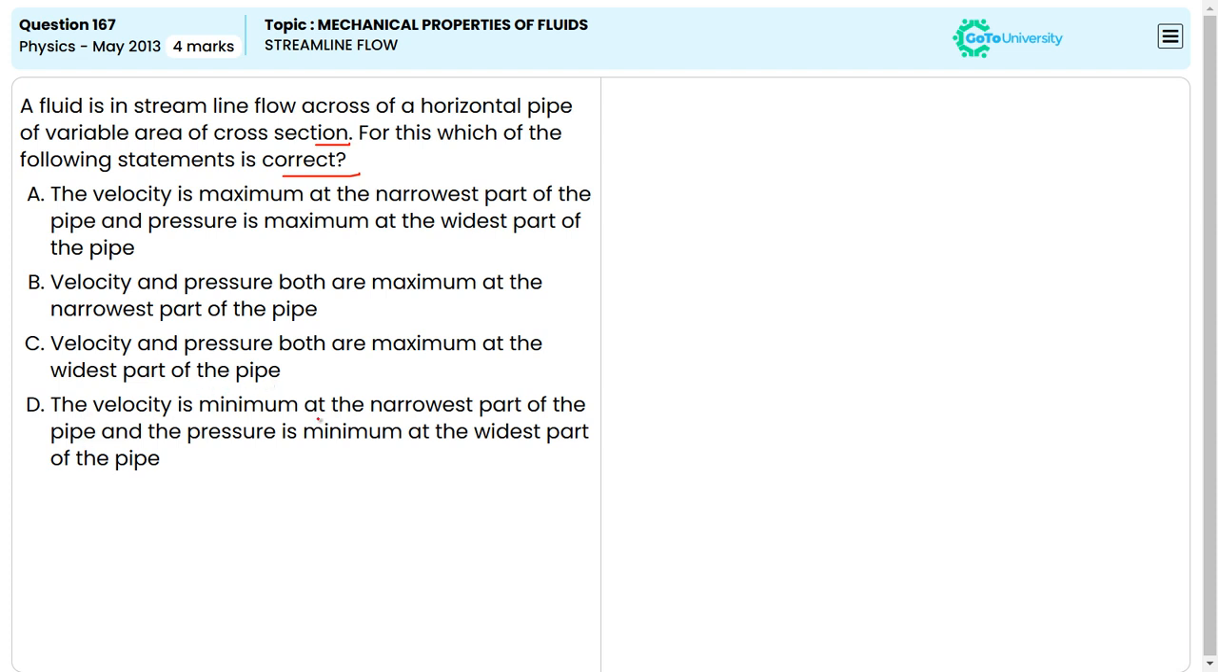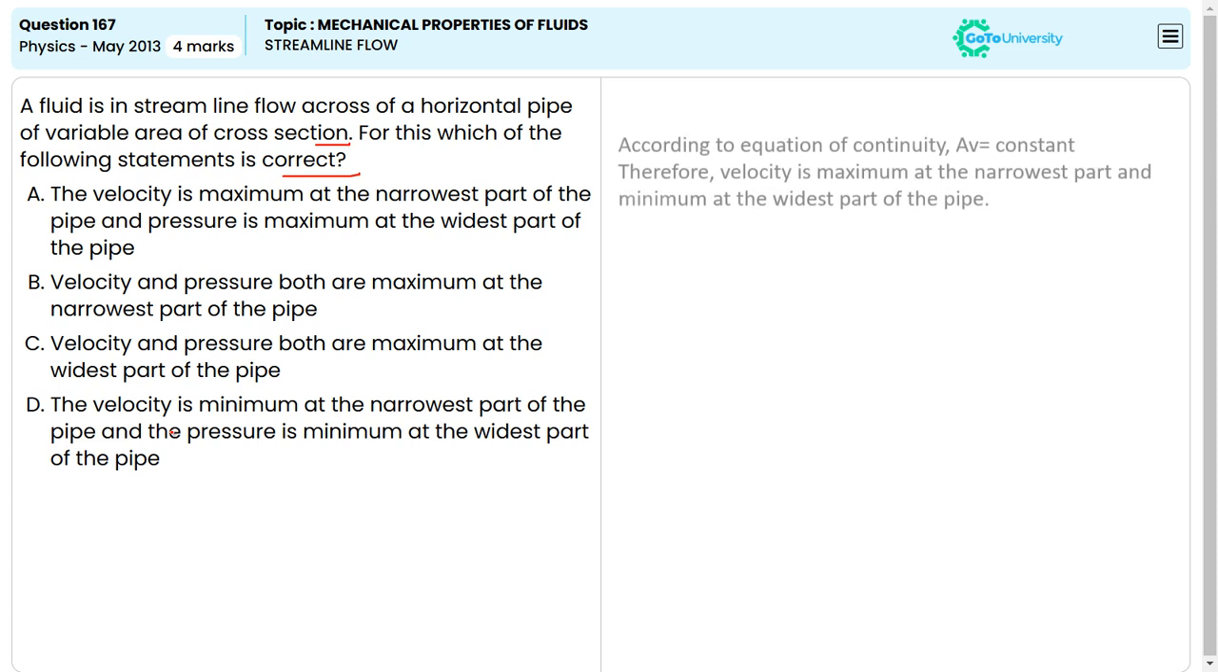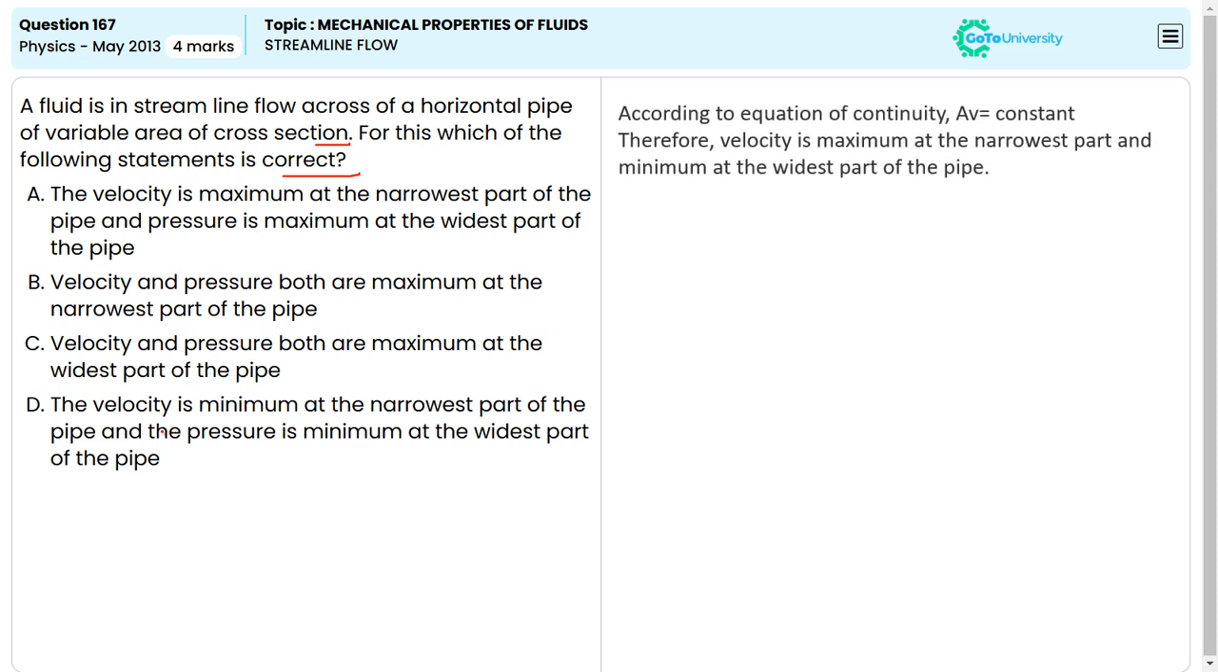Or the velocity is minimum at the narrowest part of the pipe and the pressure is minimum at the widest part of the pipe. So we need to know the concept here. According to the equation of continuity, that is, the continuity equation gives AV equal to constant. Therefore, velocity is the maximum at the narrowest part and the minimum at the widest part of the pipe.